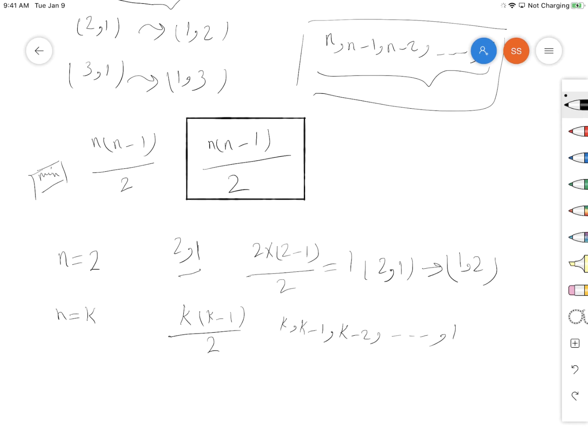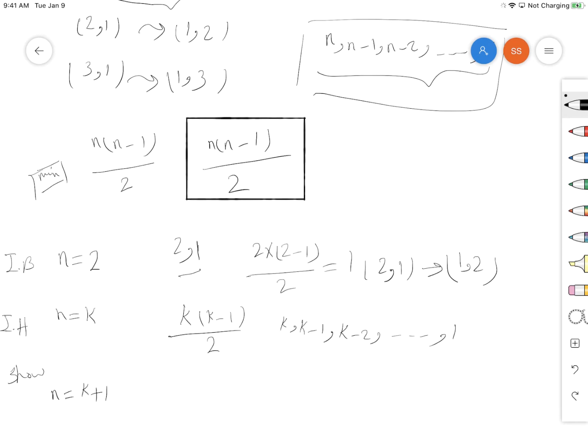So that's an array of size k, and in its reverse order. Now we're going to show that. So this is induction: the induction base, and this is our induction hypothesis, and this is what we're going to show. So show that this is also true for n equal to k plus 1.